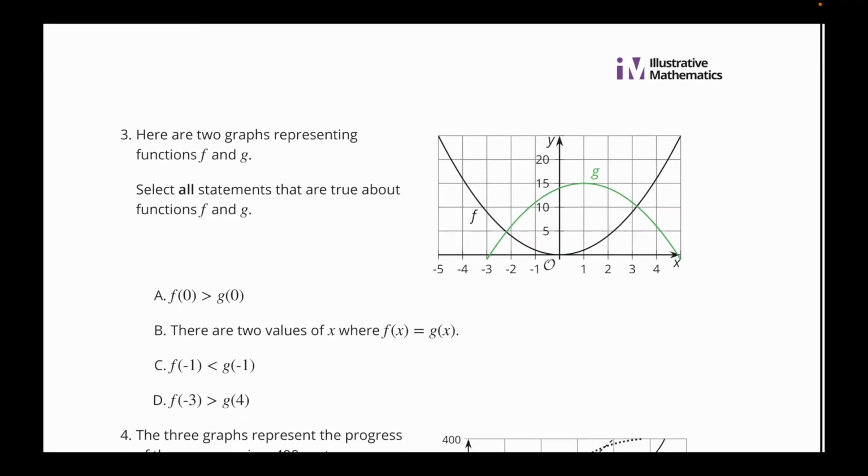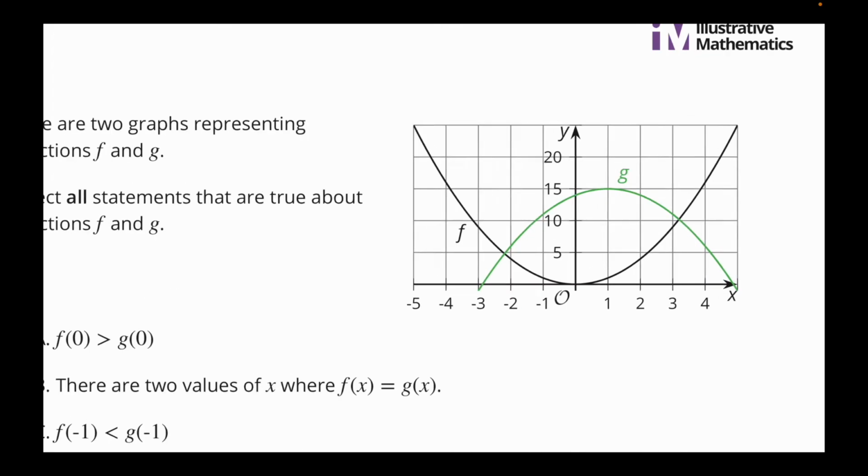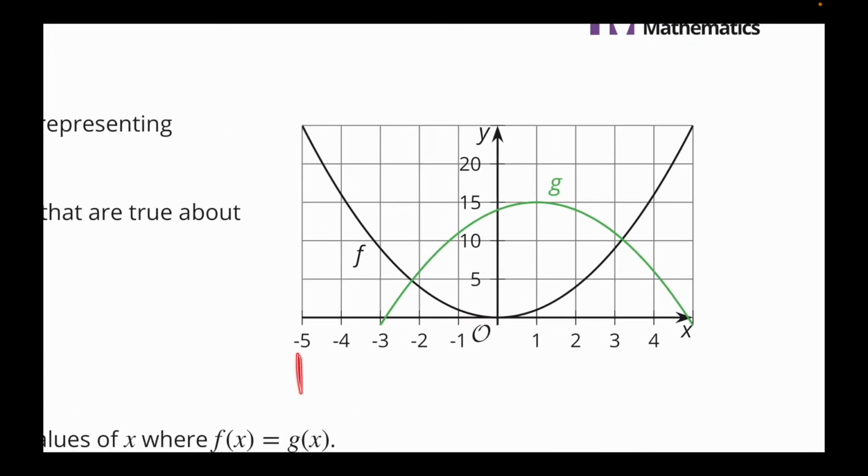Here we have question 3, and it says, here are two graphs representing functions f and g. Select all statements that are true about functions f and g. So we have A, B, C, and D. A says the function value of f at 0 is greater than the function value of g at 0. Well, if you look all the way to the left, this is -5. We actually are looking at 0. A lot of our graphs start at 0 all the way to the left, so don't be deceived.